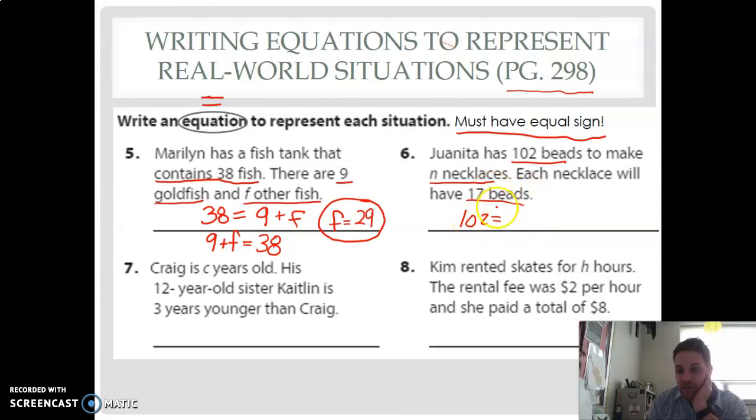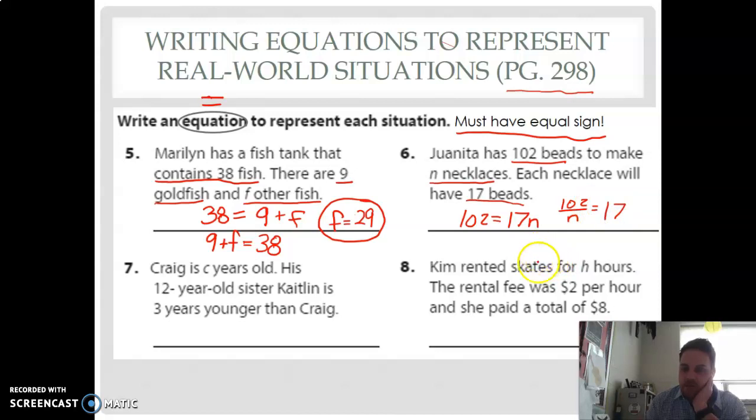I could subtract them. That could equal 102, but that's not going to really make sense. If this is me, I'm thinking, well, my 102 beads, I'm going to take 17 beads for each necklace. So 17 times the number of necklaces would give me 102. Okay? Another one I could possibly write, maybe you would say 102 beads divided by the necklaces would be 17 on each necklace.